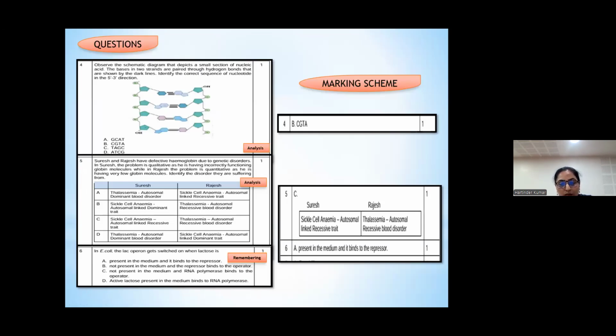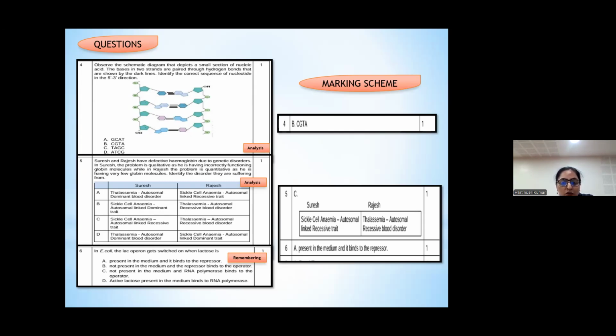Again, the 1 mark questions are there. They have given a diagrammatic view of the DNA and the bonds are given. In this, the concept has been bifurcated into micro concepts. They have asked about the correct sequence of nucleotides in the 5' to 3' direction. The sequence to be taken into account is the B portion, that is CGTA, because accordingly from one bond to another, they have to see the micro concepts and analyze the answer. So this also comes under analysis.